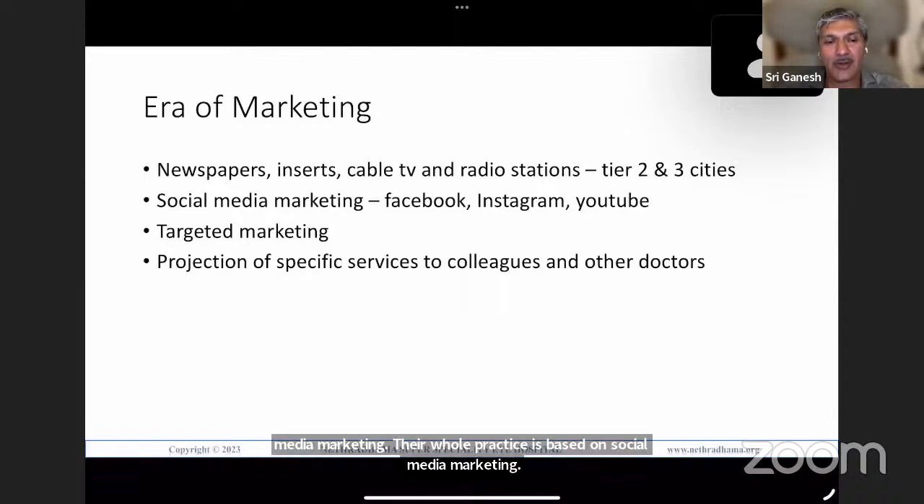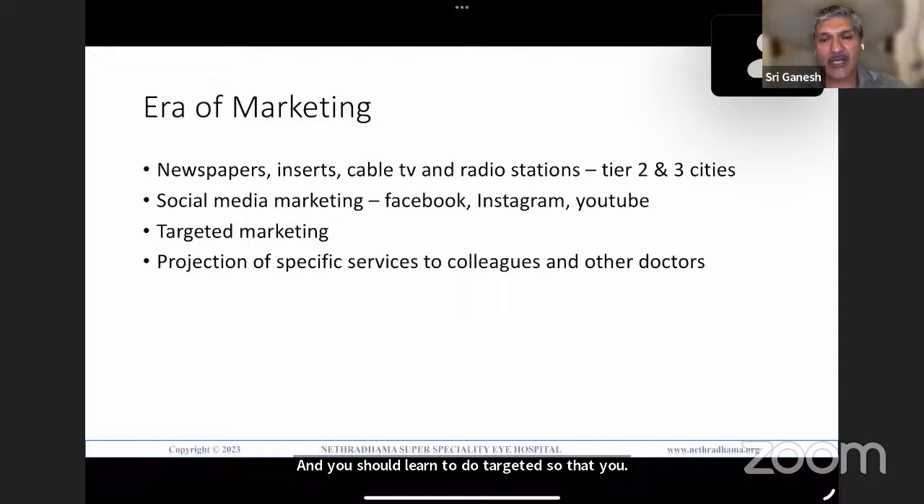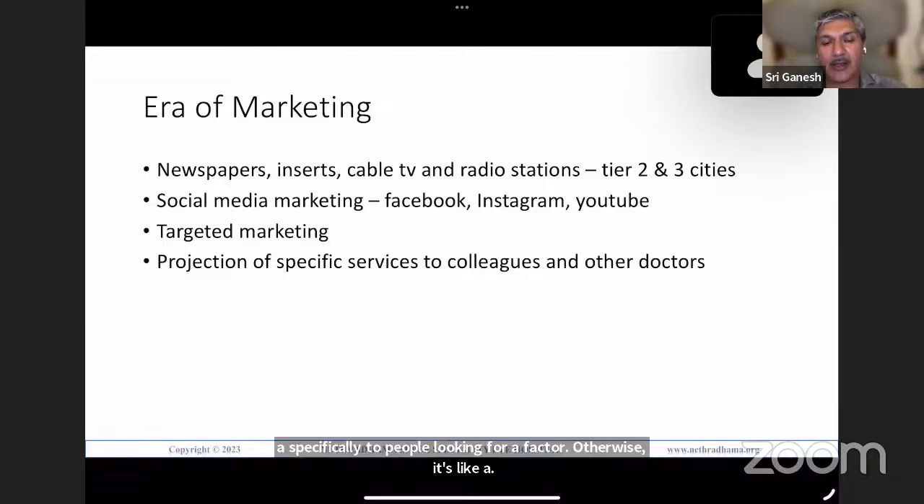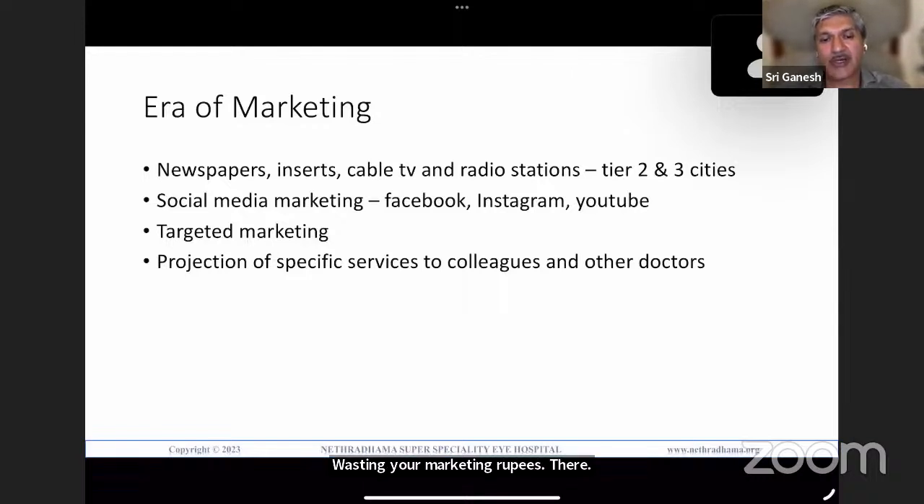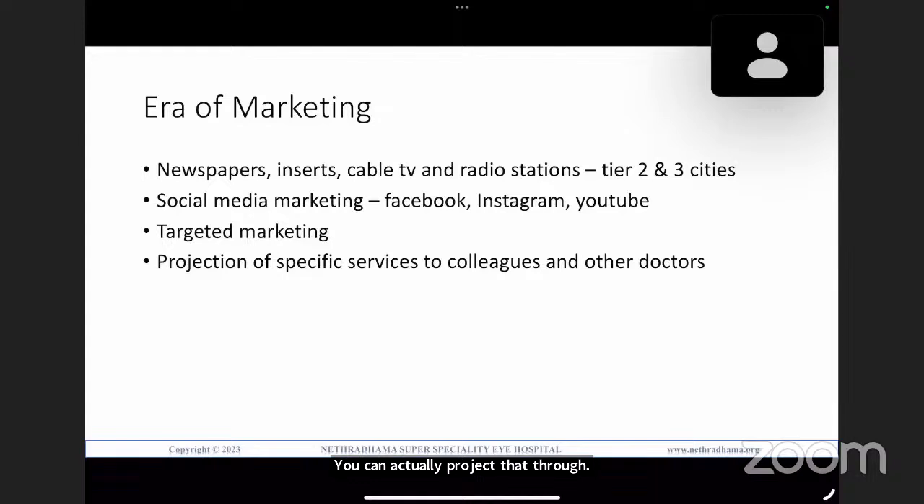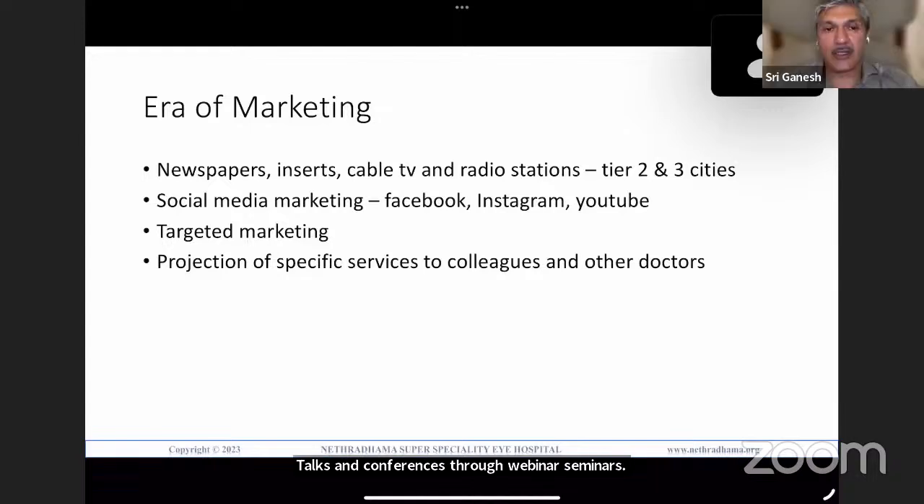And you should learn to do targeted marketing so that you cater specifically to people looking for refractive surgery. Otherwise, it's like shotgun marketing, and then you're wasting your marketing rupees there. You should also project your specific services to colleagues and other doctors. If you're specialized in something, then you can project that through talks and conferences, through webinars, seminars. This is something that you have to do as part of your refractive practice.